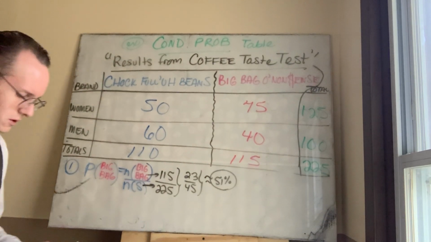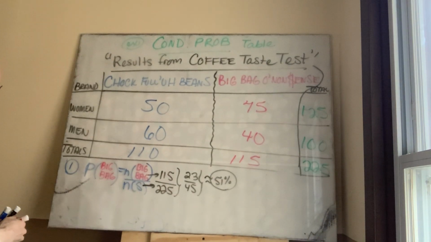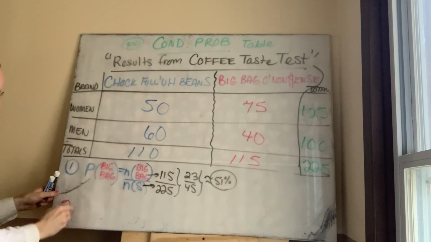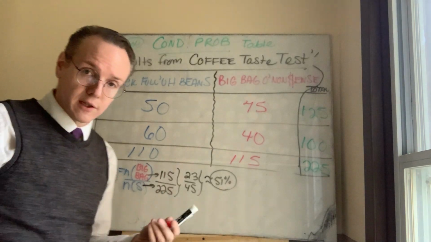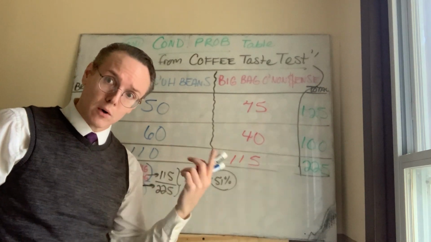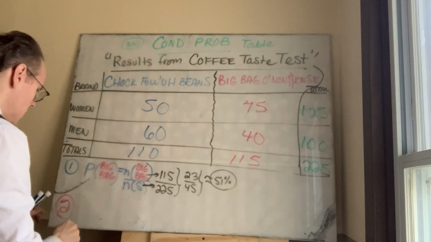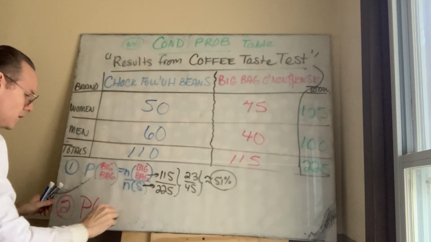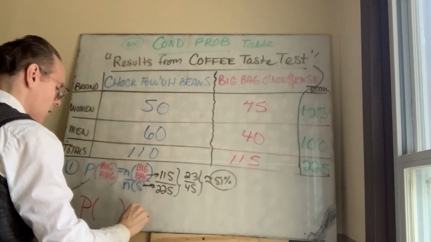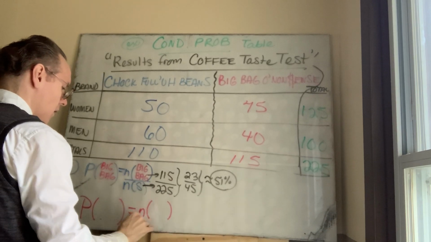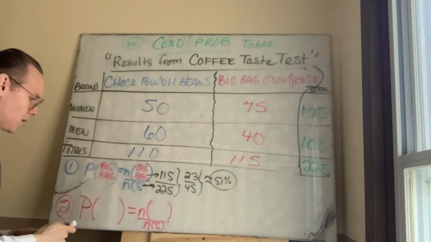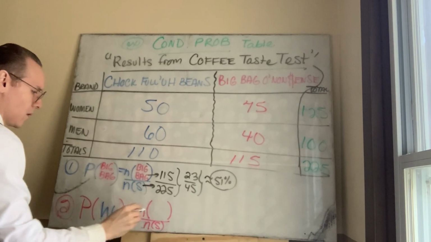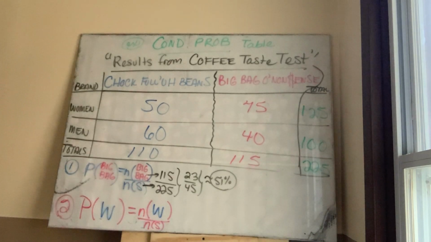Okay. Let's see. Next question. The next question is, if a person is selected at random, what is the probability that they are a woman? And you might abbreviate it like so.